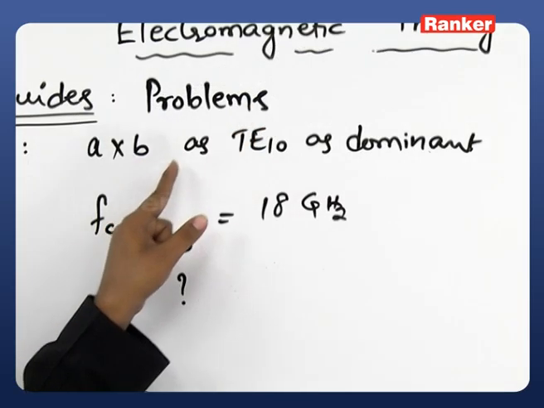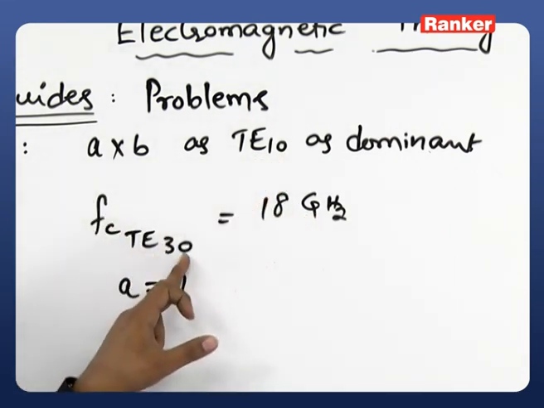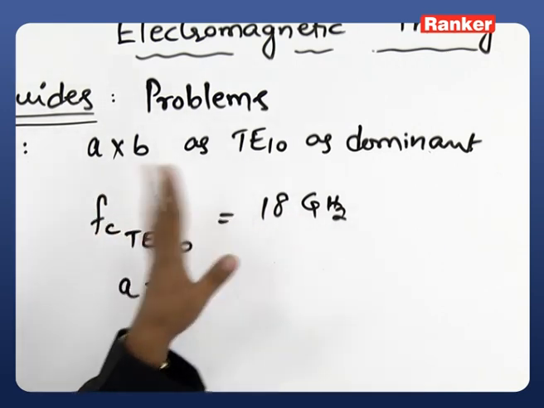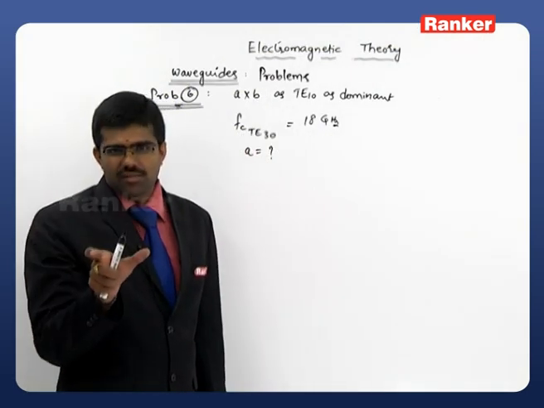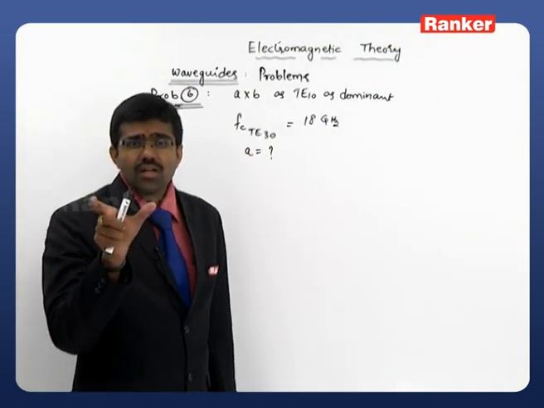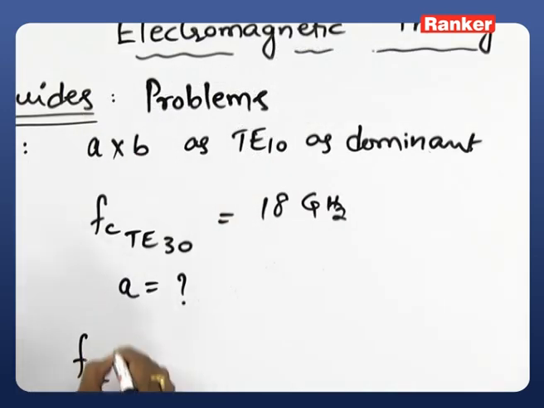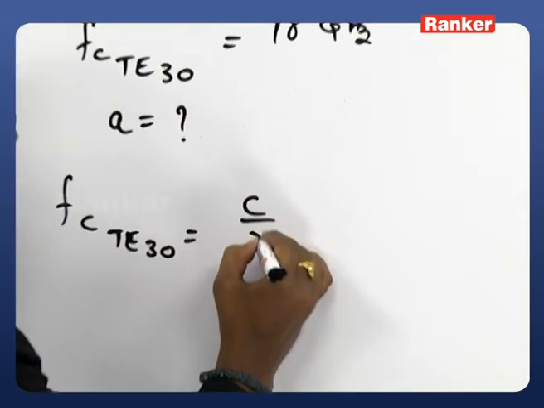A rectangular waveguide has TE10 as dominant mode, and it is operating at TE30 mode, which has a cutoff frequency of 18 GHz. For TE30 mode, the cutoff frequency is 18 GHz. So what is the broad wall dimension? That is, what is the broader dimension of our rectangular waveguide? For that, take the cutoff frequency fc for TE30 mode. So what is the equation?